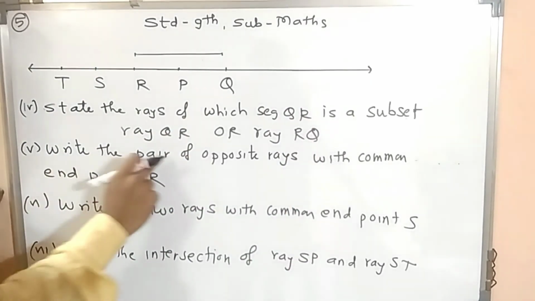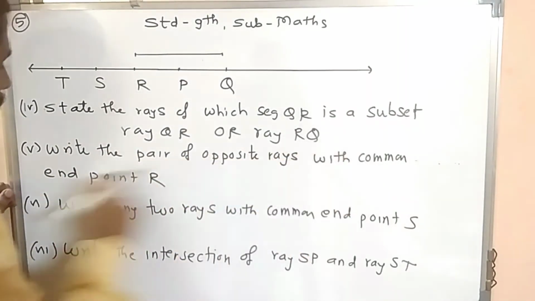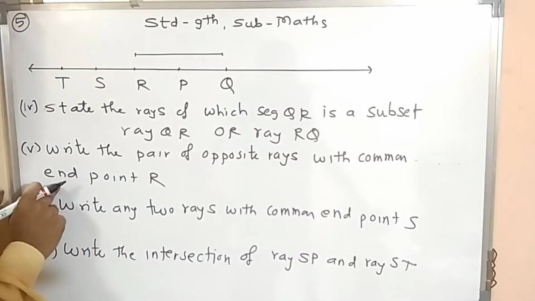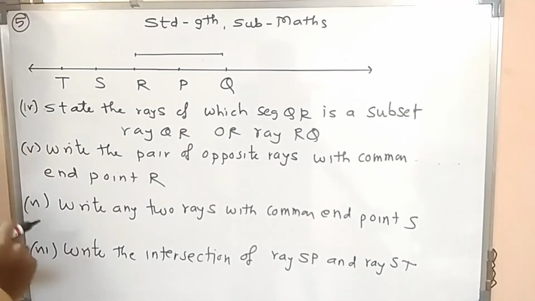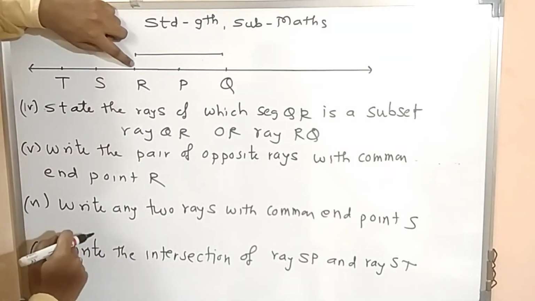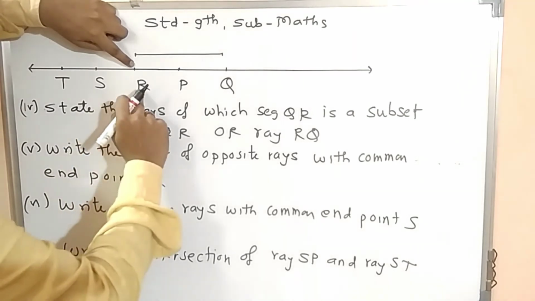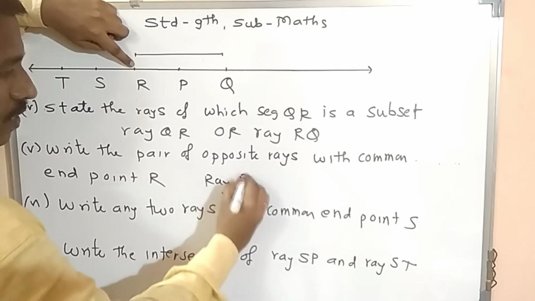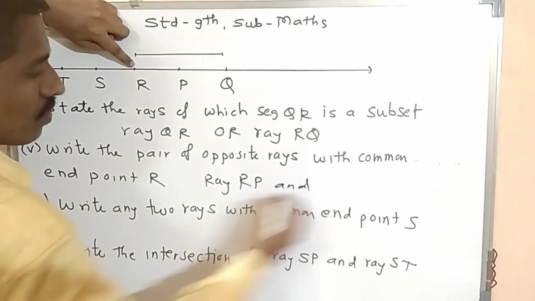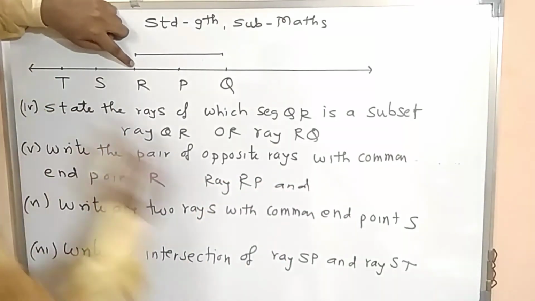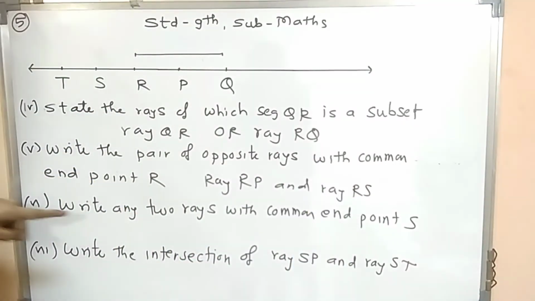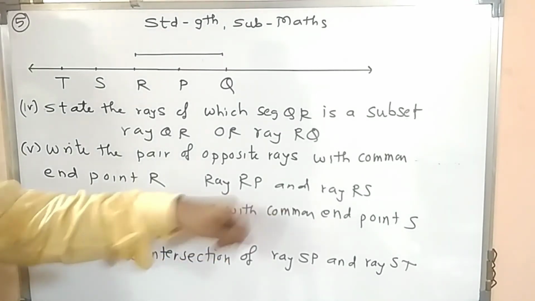Fifth one. Write the pair of opposite rays with the common end point R. Common end point, we can say common end point or starting point. It is one and the same. This is R. So a pair of opposite rays: ray RP, and what is its opposite ray? The opposite ray is ray RS. Next one. Write any two rays with the common end point S.